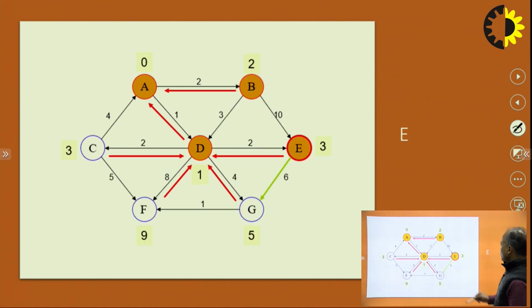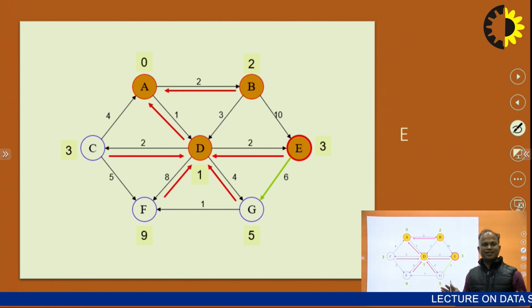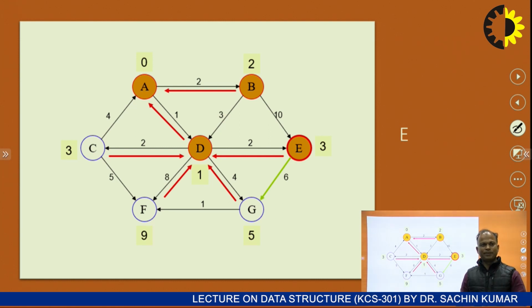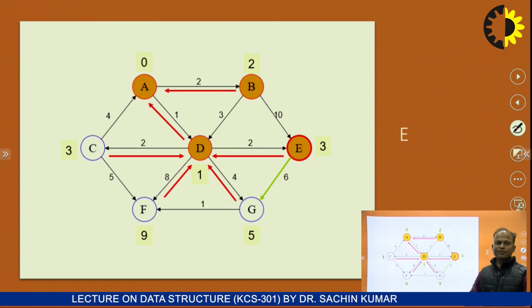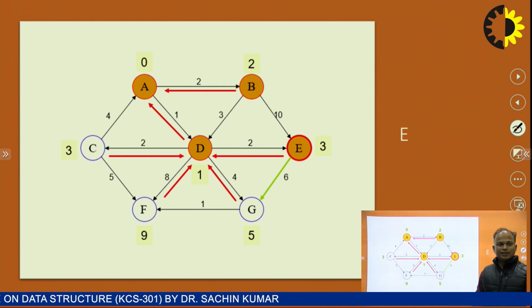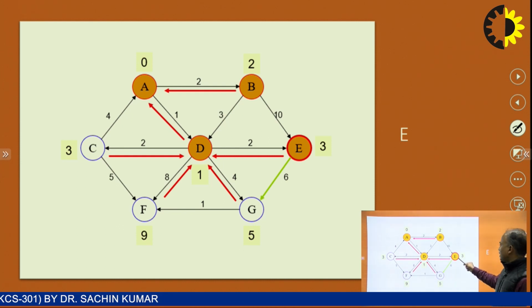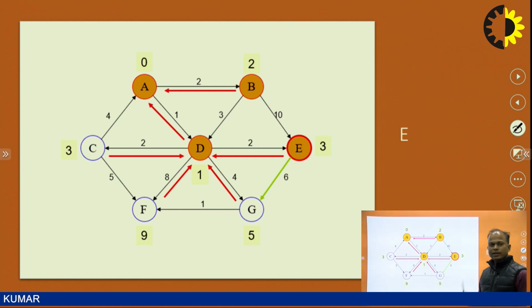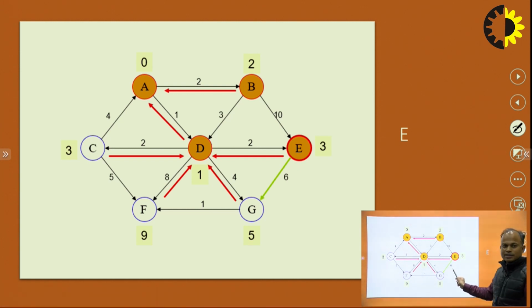Yeah. So we have taken E here. We may take the C. There is no doubt in it. But this is your choice. So we are taking E here. So if we are taking E, then from E to G we can reach. So 3 plus 6, 9, and already the value is 5. So we cannot override it.